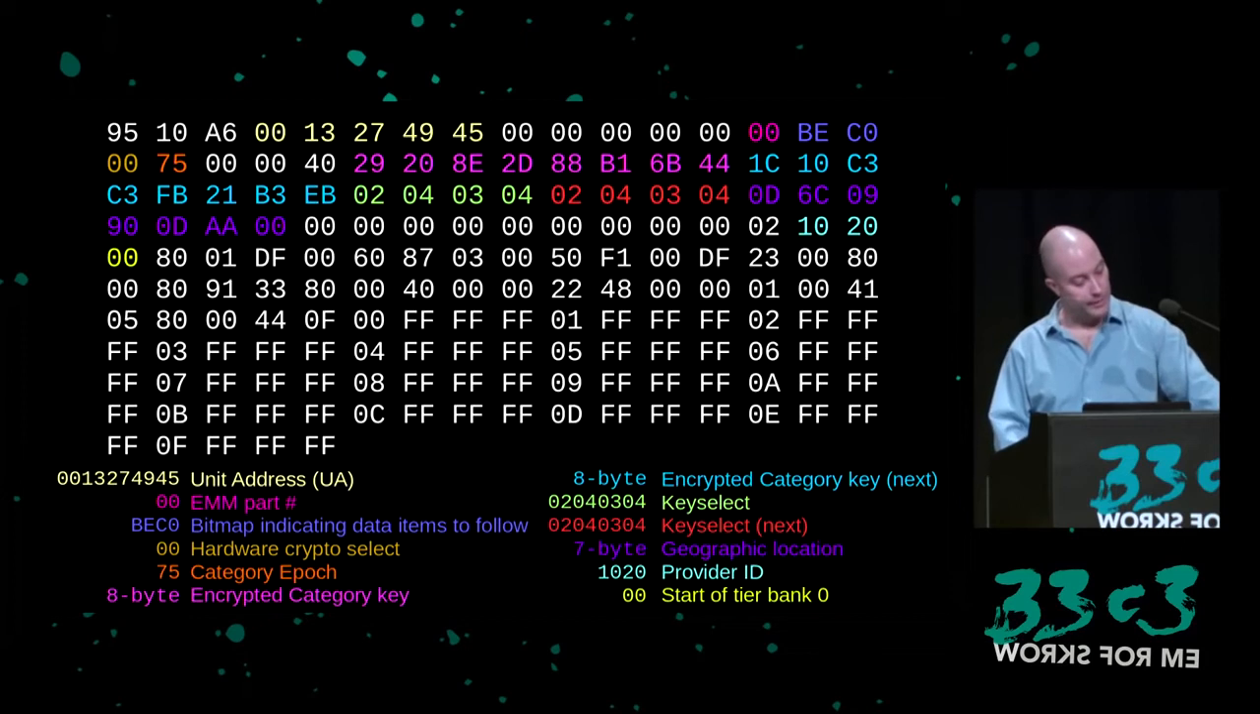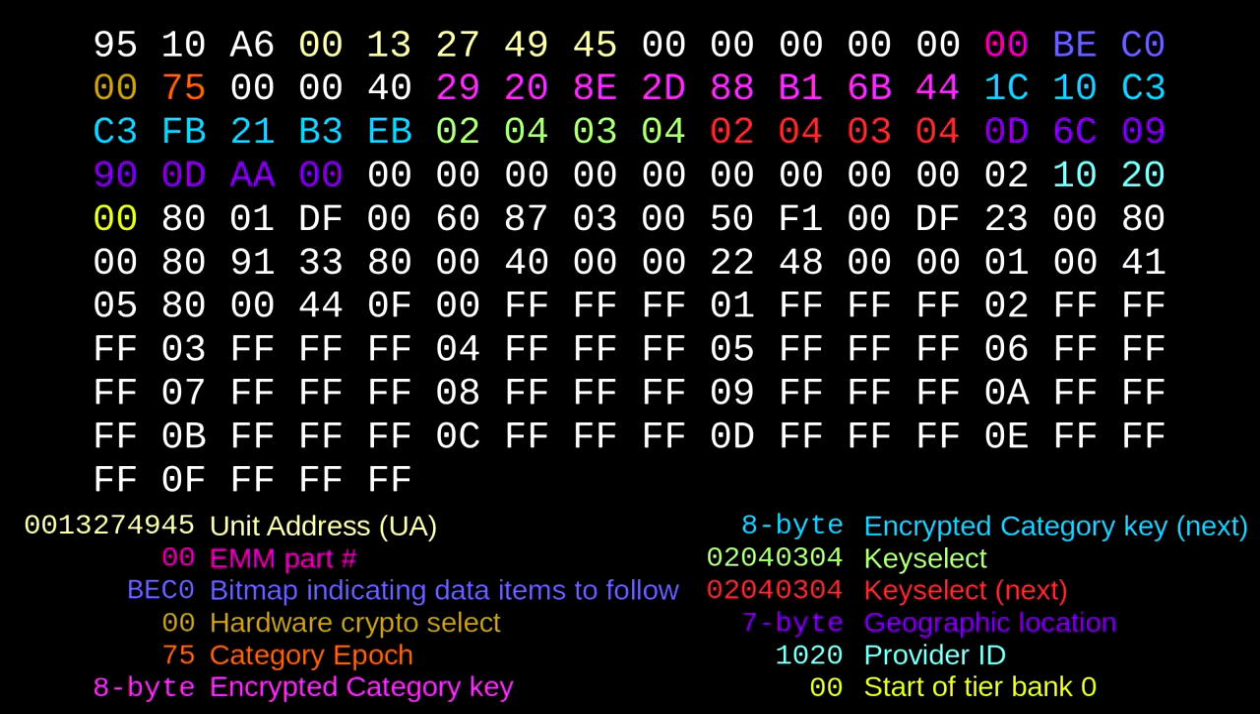This is an example of an EMM. Each of the 4 EMM parts contains some common information, like the unit address and which category epoch this EMM contains information for. The EMM can contain 2 category keys, one for the current epoch and also for the next, so that when there's the change of the category key, the ACP already has the next key available.